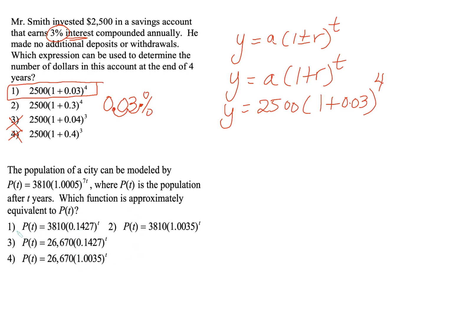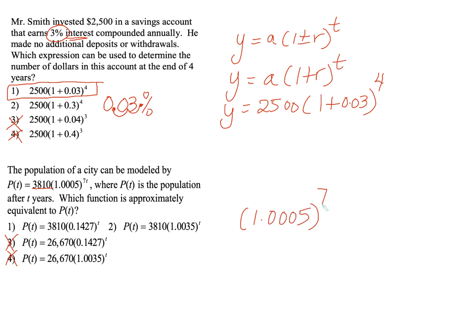Now I notice with 1, 2, 3, and 4, the 7 has disappeared. Well, it hasn't actually disappeared. It's being embedded into the base. Now I can exclude 3 and 4 because 3,810 is your initial value. Your initial value does not change. So that's why I'm excluding 3 and 4, because our initial value was not 26,670.